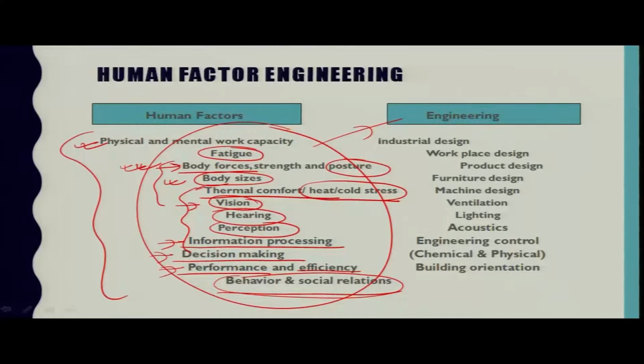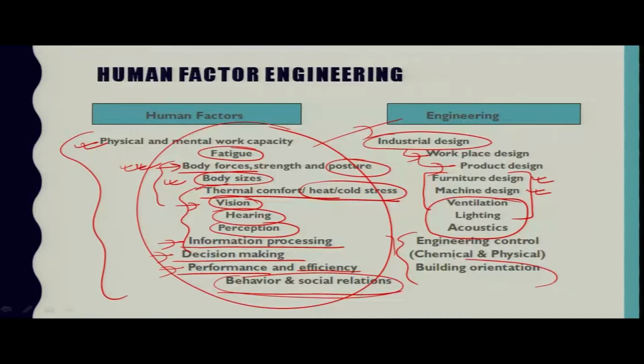If workspace design or product design is concerned, it comes under industrial design, where workplace design and product design come into the picture. As far as body force relaxation and posture comfort are concerned, in that regime we take care of design, whether furniture design or machine design. As far as thermal comfort is concerned, we take care of ventilation, lighting and acoustics. In other areas, we take care of engineering control, whether chemical or physical, and building orientation, where the building is the place in which all workers perform their work. So a suitable ambient environment needs to be produced to give workers comfort, so that they can perform exceedingly well in whatever task they have been assigned. In this way, human factors engineering is important in each and every aspect we can think of.